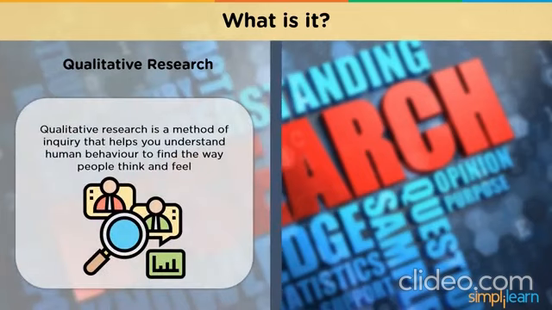Qualitative research methods provide answers to how or why. These methods are ideal when there is no fixed set of questions, but when a discussion is more effective to explore issues. It is a method of inquiry that helps you understand human behavior to find the way people think and feel. Qualitative research discussions are based on the respondents' opinions and feelings. The time expenditure is lighter on the planning phase and heavier during the analysis phase.